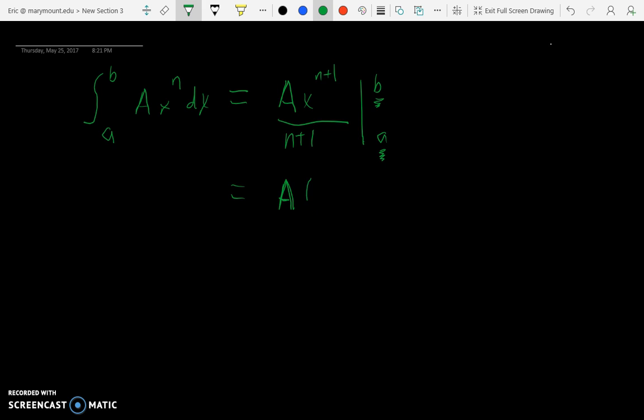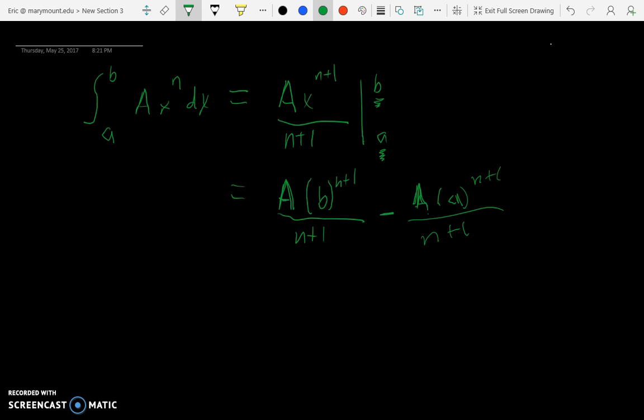So I have big A times b to the n plus 1, and I plug in that top limit first, all divided by n plus 1. Now I subtract off when I evaluate at the little a. So I do my function, my A times little a to the n plus 1, all divided by n plus 1. So this is a general formula that I can use to solve any of these kinds of integration problems.